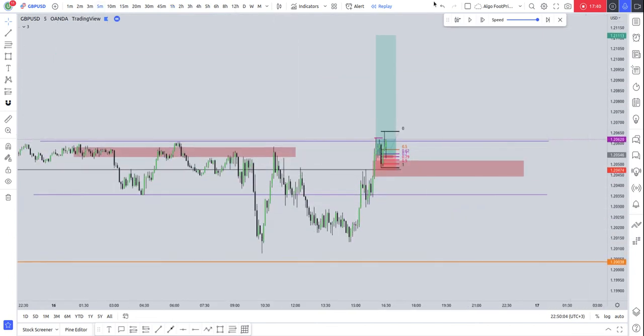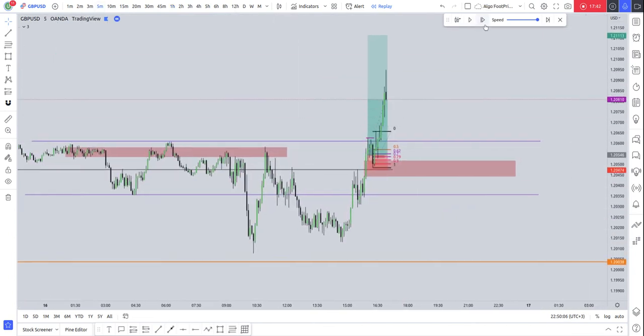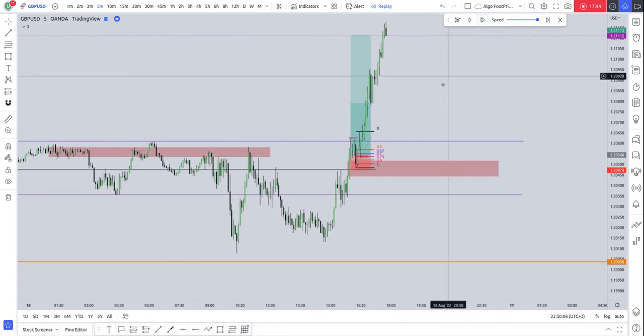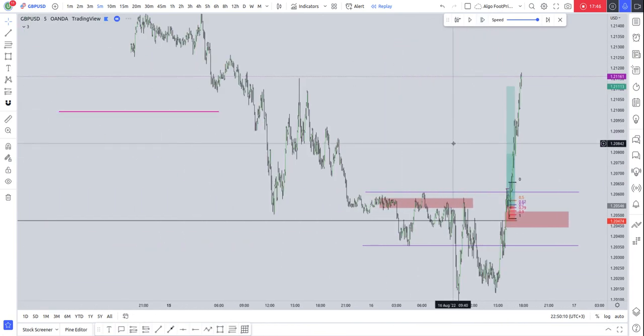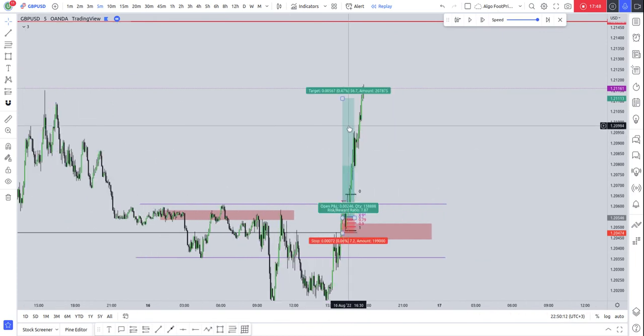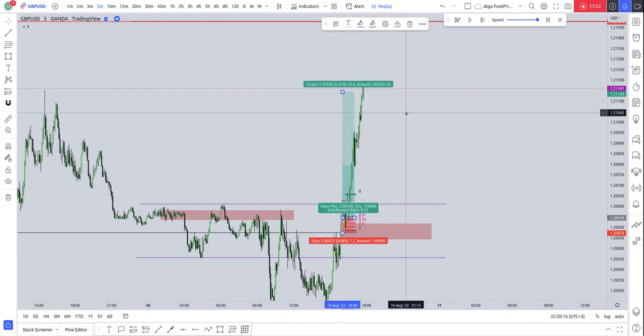All right, so price went up. Have we entered that area? I close at 1:8.